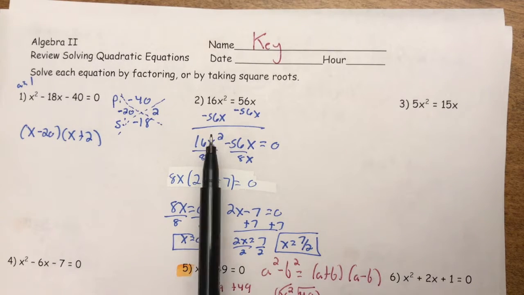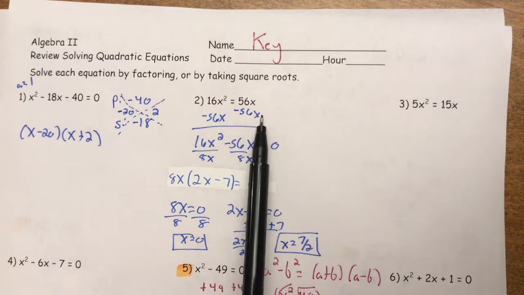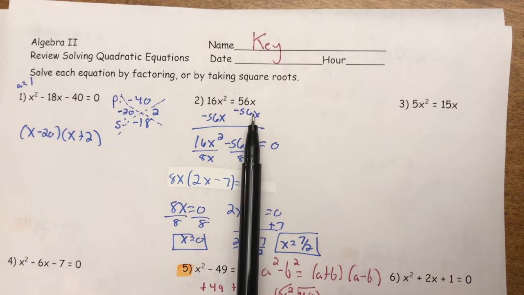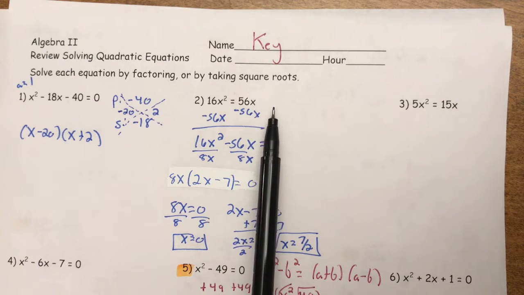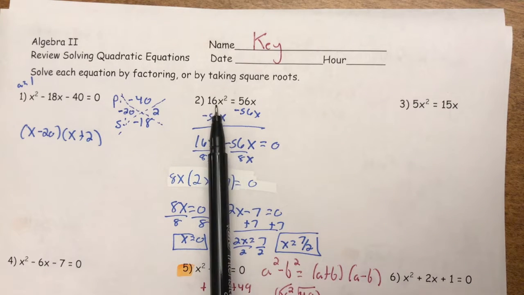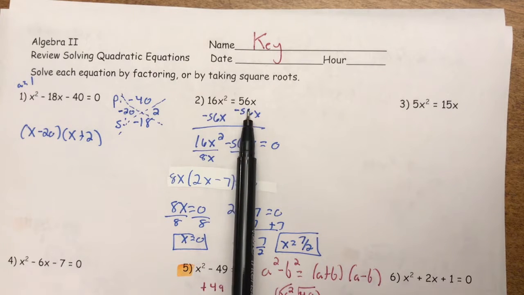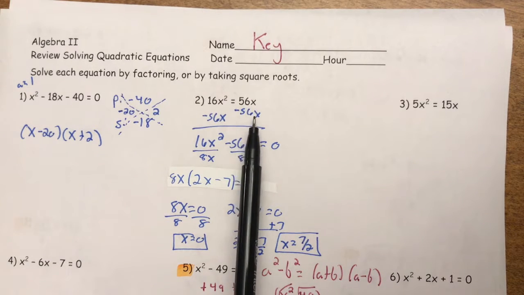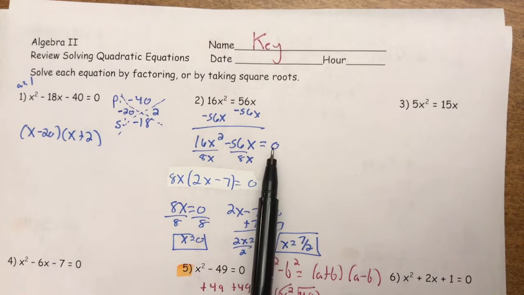Now, if we continue to take a look at question number 2, we have 16x squared equals 56x. We must remember that when trying to solve a quadratic using factoring, we are going to have to make sure that one side of the equation is set equal to 0. My recommendation is you always keep the quadratic term positive. So we're going to take the linear term and remove it from the side by subtracting 56x. So we'll have 16x squared minus 56x equals 0.